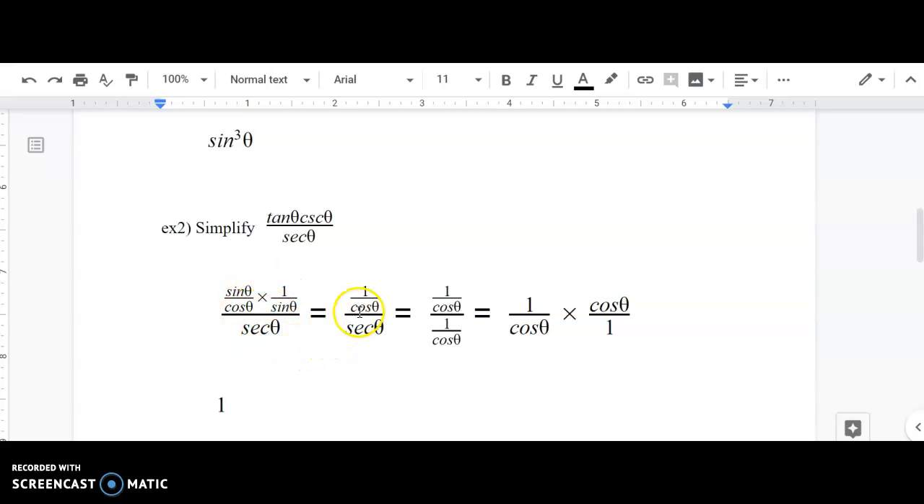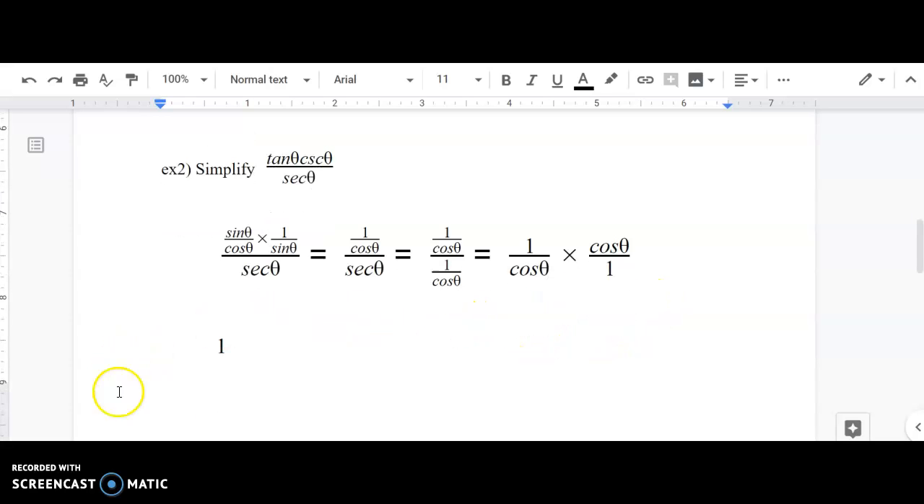You can also replace the secant of theta with 1 over cosine of theta, but we'll do that later. When you do that, you can cancel out the sines, and it would give you 1 over cosine of theta over secant of theta, and secant of theta is 1 over cosine of theta, so you would get this. You want to get rid of the fraction, so you would take the reciprocal of 1 over cosine of theta, so you would get 1 over cosine of theta times cosine of theta over 1. And they all cancel out, so your answer would be 1.